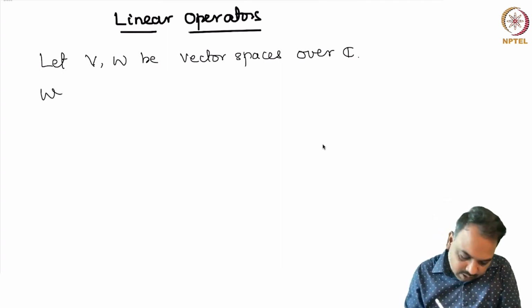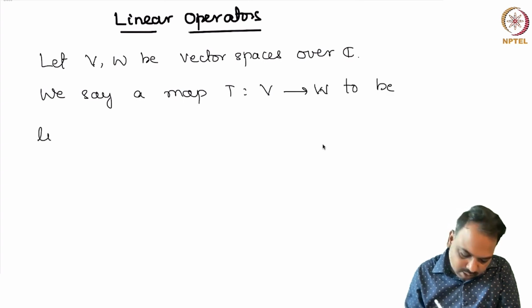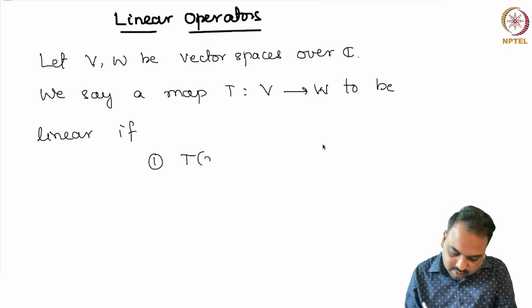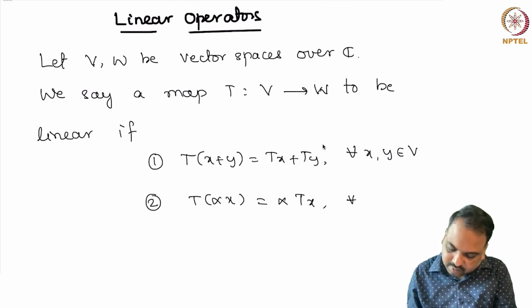So we say a map T from V to W to be linear if the following conditions are satisfied. The first one is T of x plus y equal to Tx plus Ty for every x, y in V, and the second one is T of alpha x equal to alpha times Tx for every x in V and for every alpha in C.